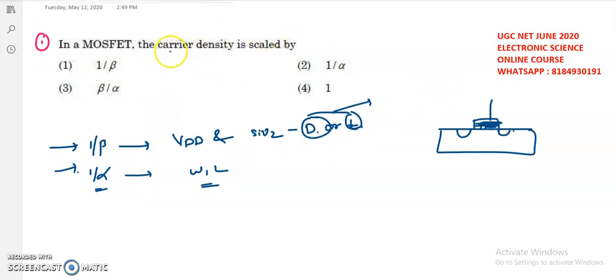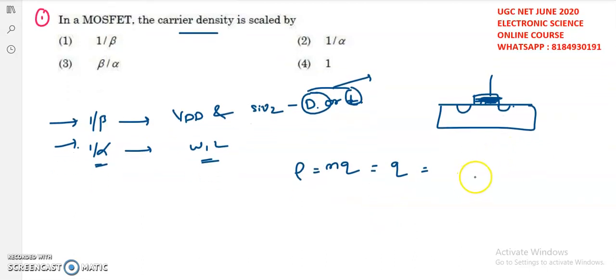Here they have given the carrier density. Generally, the charge carrier density is represented with rho, where rho is equal to n into q. That means for n number of charge carriers, the charge density rho is equal to n into q. But here they simply represent the carrier density. So if I treat n as 1, then I will simply get q, that is the charge.